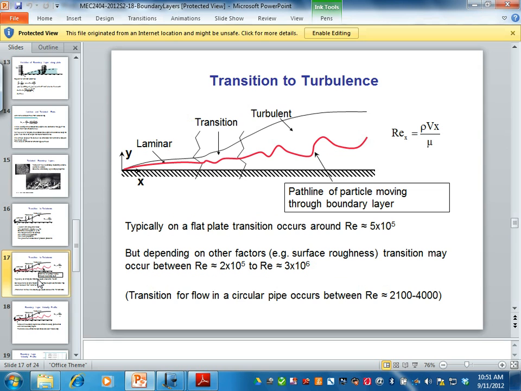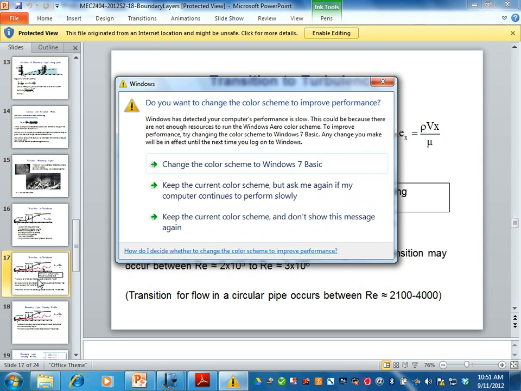So for a plate, the transition occurs at about a Reynolds number, Re based on x, of 500,000. All right? 500,000, but it can go as low as 200,000 and as high as 3 million. It's basically how this number varies because of the other factors that I talked about. Upstream turbulence, other disturbance, people talking at the back of the class, maybe your building shaking, all those things will affect it. Okay? If you're on top of a very tall building, there is a bit of shaking.